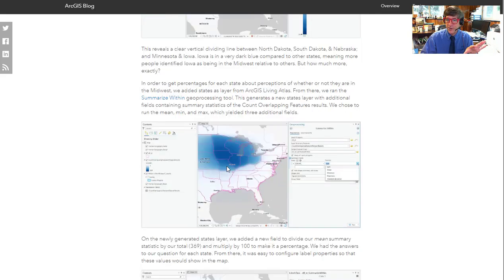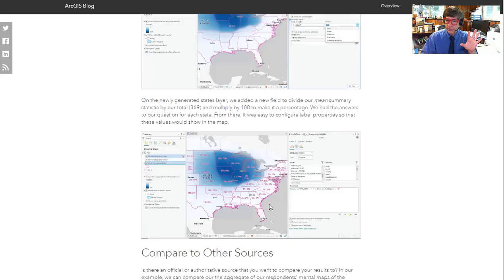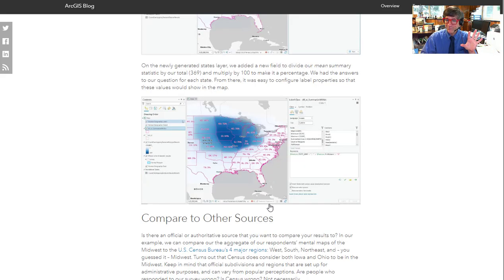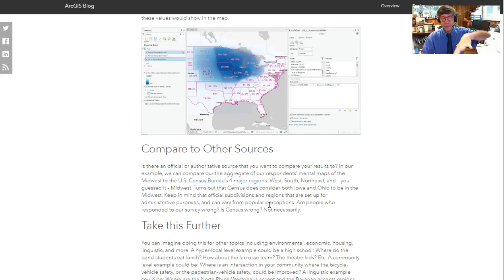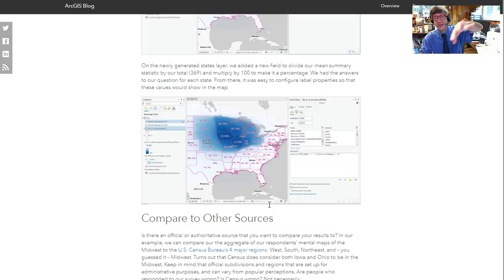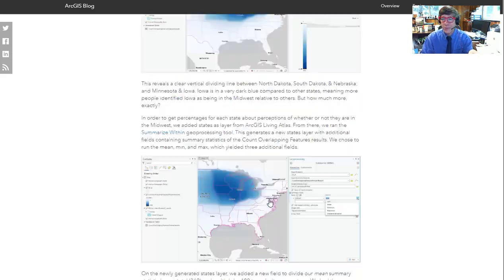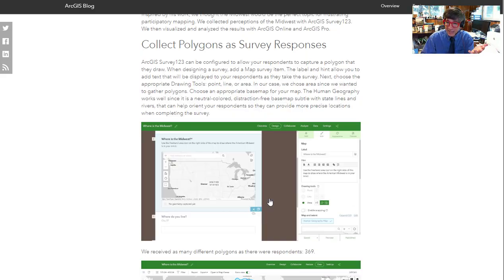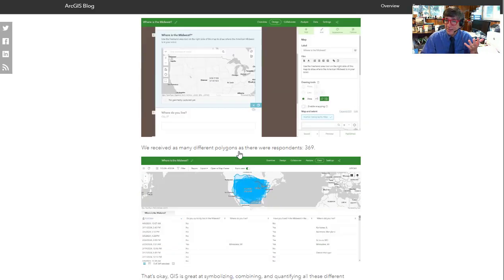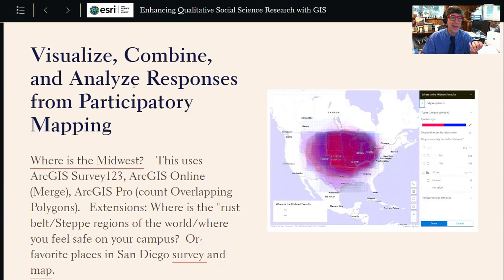And it turns out, as you can see here, that Iowa and Illinois were really in the number 1 and number 2 spots, respectively. So we combined qualitative and quantitative data, and we looked at, okay, what's the result? And we explain in this particular blog how we got the survey results and then how we did an overlapping polygon analysis to figure out, okay, what's the most common, and what's also, is Ohio part of the Midwest or not? So same thing with the San Diego survey that I talked about earlier.